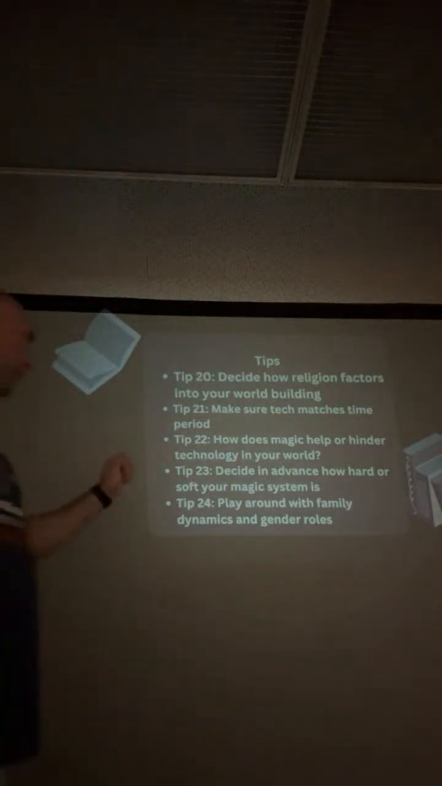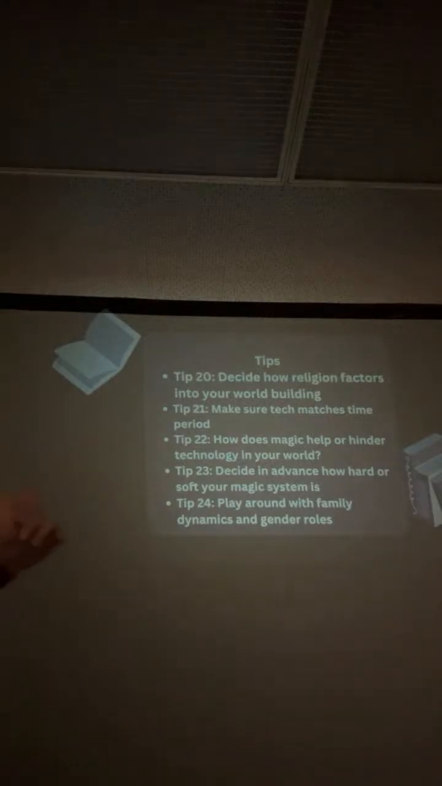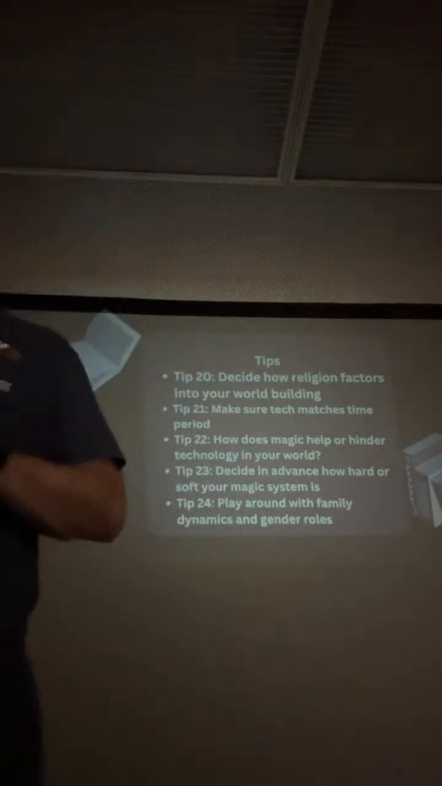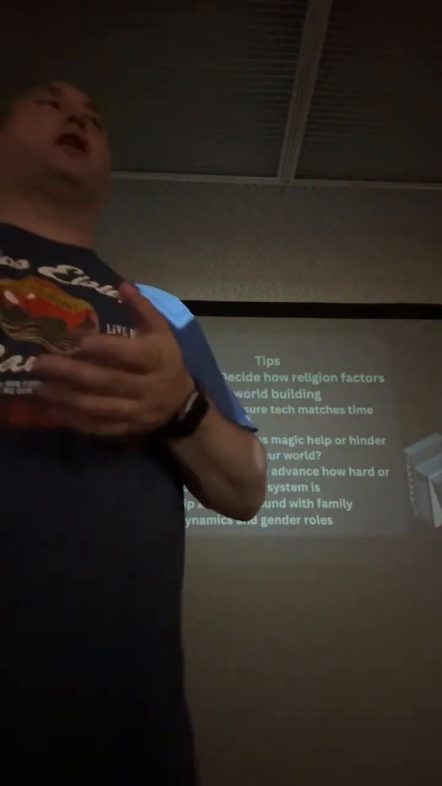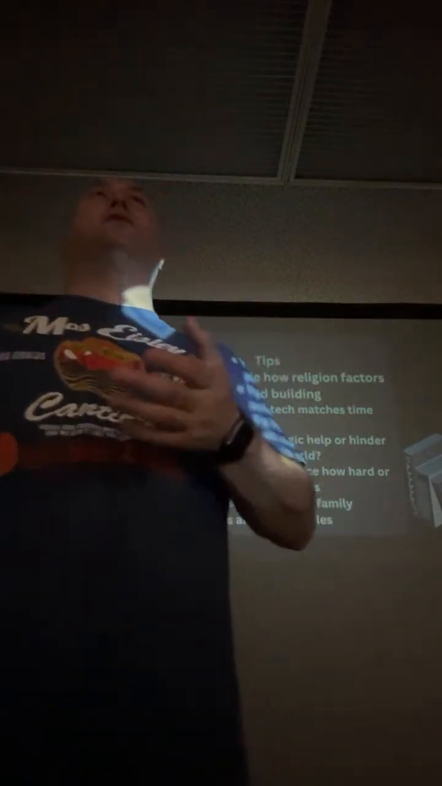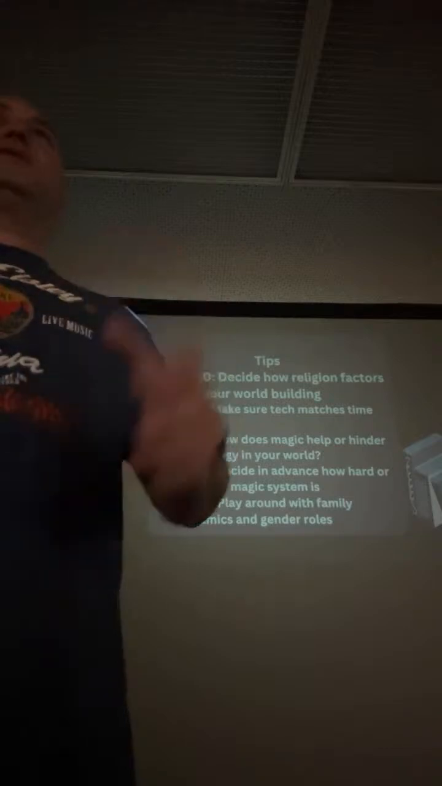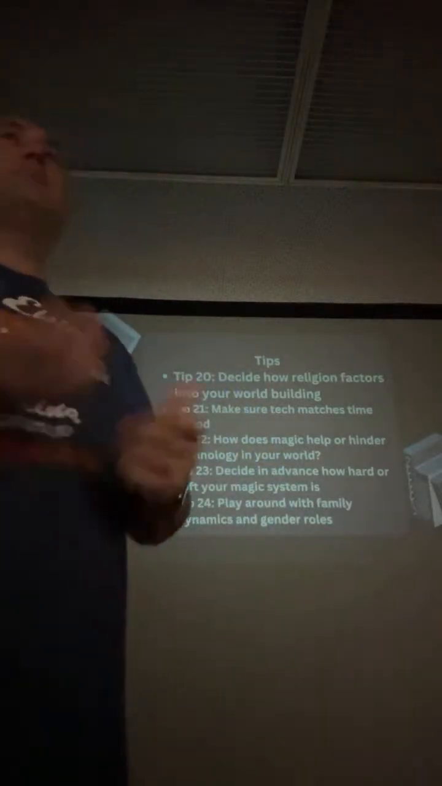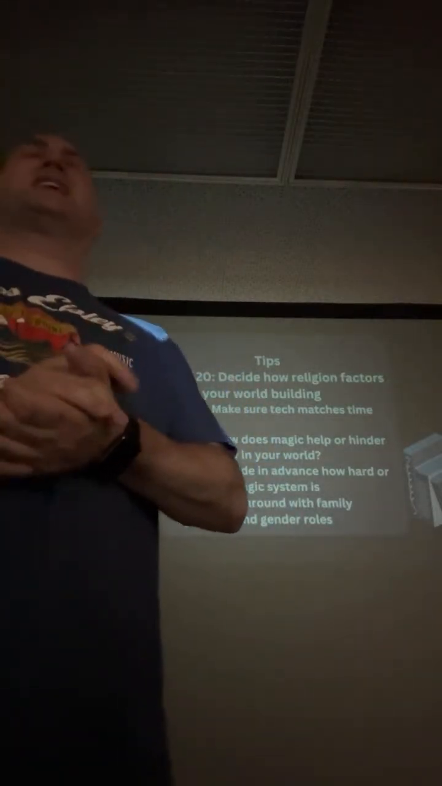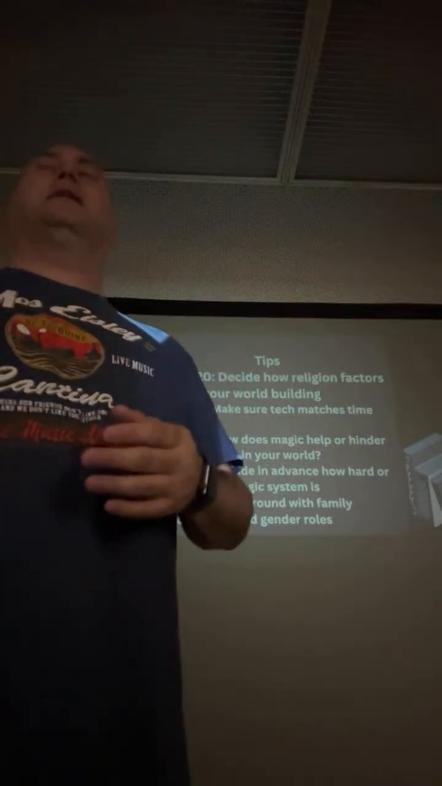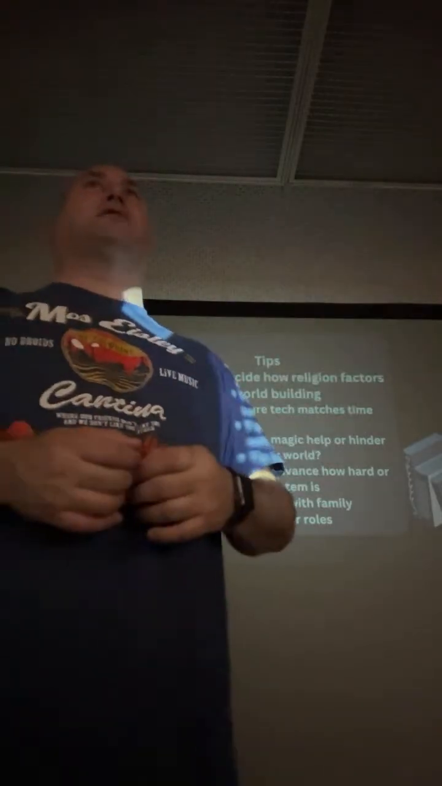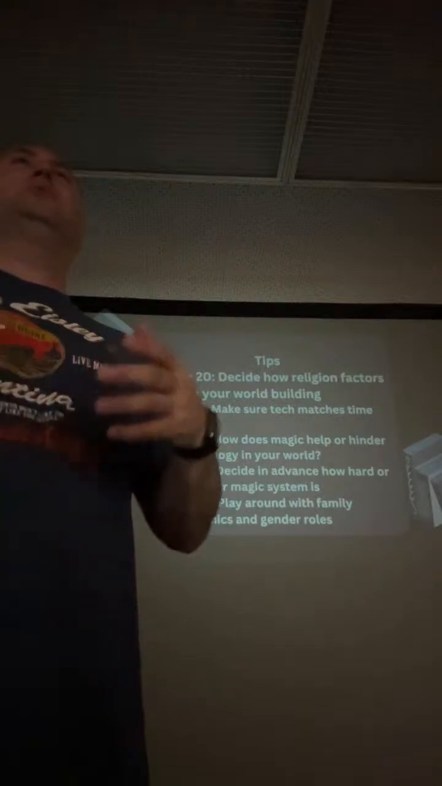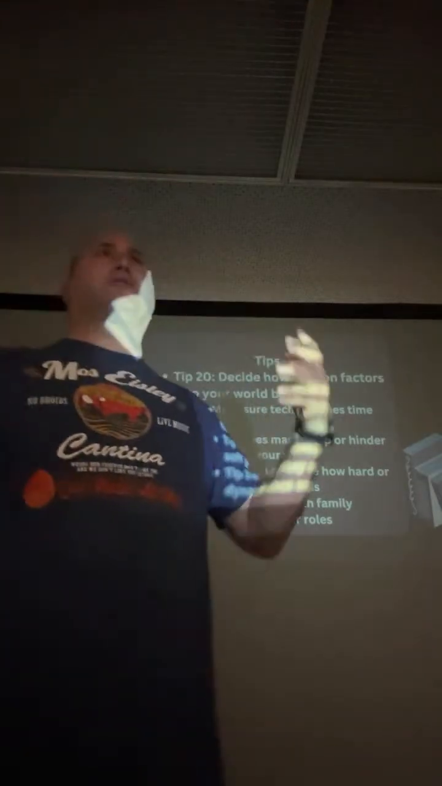So how does it help? How does it hinder? Tip number 23, decide in advance how hard or soft your magic system is going to be. This has to do more with the rules of magic and stuff like that. So like Dungeons and Dragons has a very hard system. It explains the cost of using magic, how prevalent magic is, what skills are usable, what skills are not, what your character has learned. A soft magic system would be like the Force in Star Wars. The Force can kind of do a lot of things. It makes Jedi telepathic. It makes them telekinetic. It gives them a boost of speed. They can jump higher heights. They can conjure electricity. No one's really sure what the limits are.